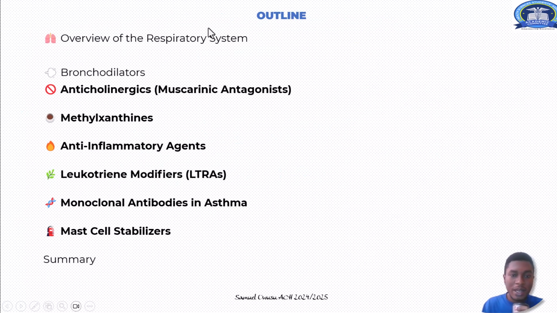We'll be looking at the overview of the respiratory system, then we talk about bronchodilators, and then since our main focus is on asthma, most of these agents are the ones that are used in the treatment and management of asthma. So we have anticholinergics, methylxanthines, anti-inflammatory agents, leukotriene modifiers, and then we also have monoclonal antibodies and mast cell stabilizers. So let's look at the function of all these agents in the management of asthma.